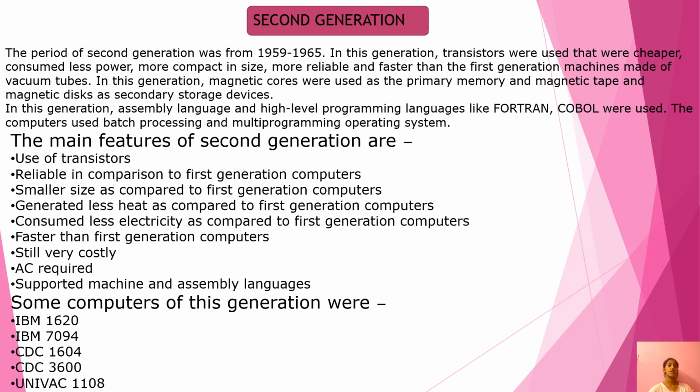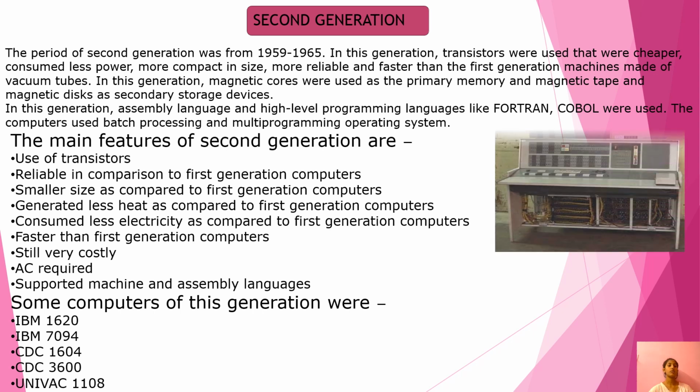The main features of the second generation are use of transistors, smaller size as compared to the first generation computers, faster than first generation computers, still very costly, AC required, supported machine and assembly languages. Some computers of this generation were IBM 1620, IBM 7094, CDC 3600 and so on.